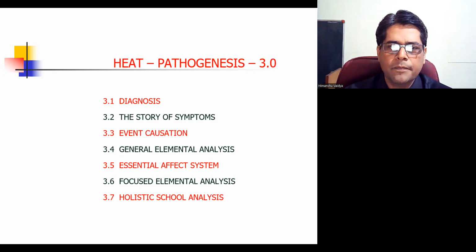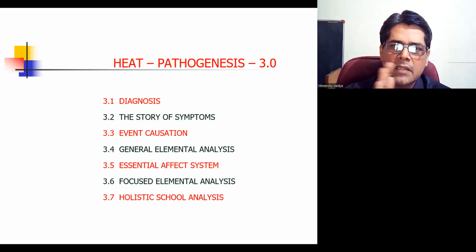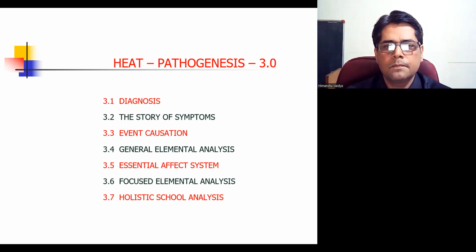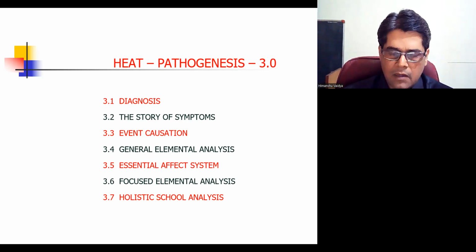17 chapters. And once we are done with it, we'll take up general elemental analysis for 17 chapters, then essential effect system for 17 chapters, then focused elemental analysis for 17 chapters, and then holistic spool analysis for 17 chapters. So this will help us apply and build skills on how to apply the pathogenesis part of the heat system onto DSM, DSM-5. So today we'll look at event causation 3.3.